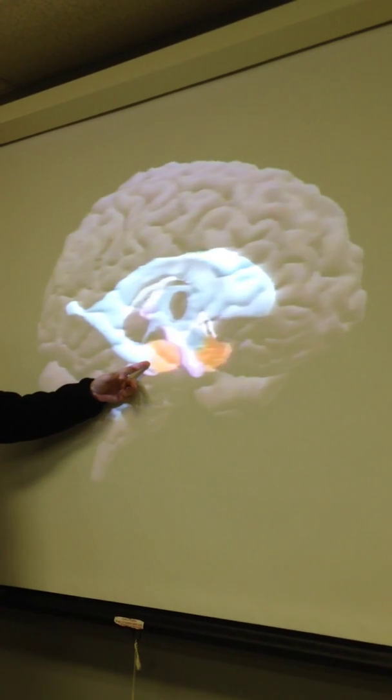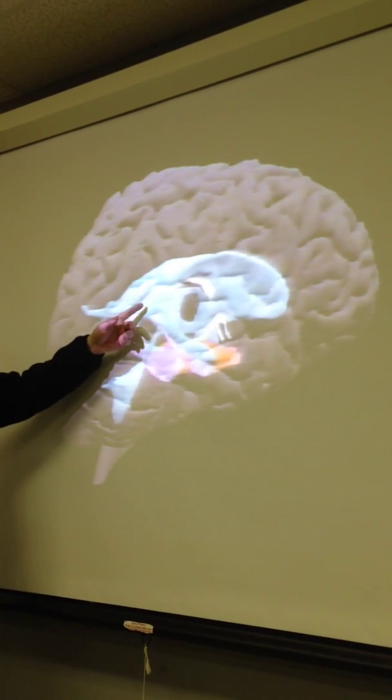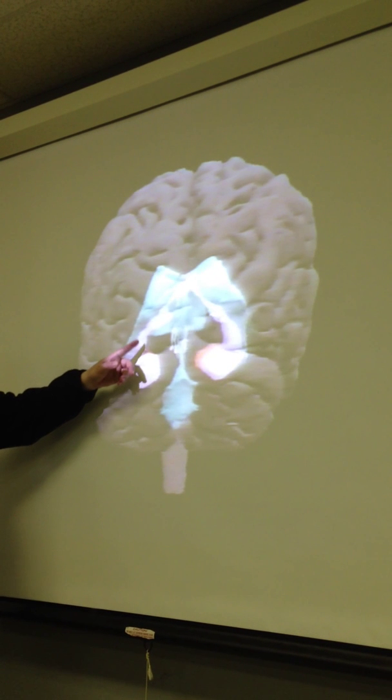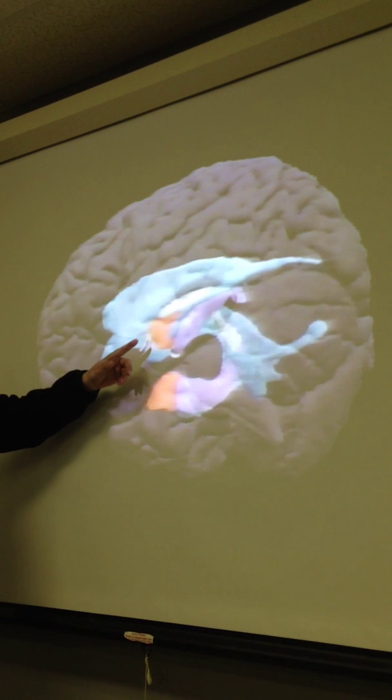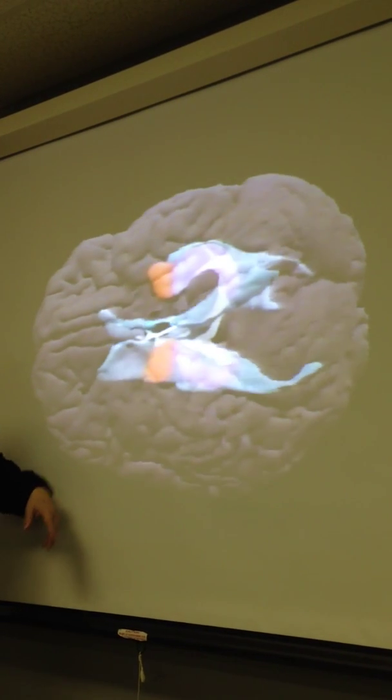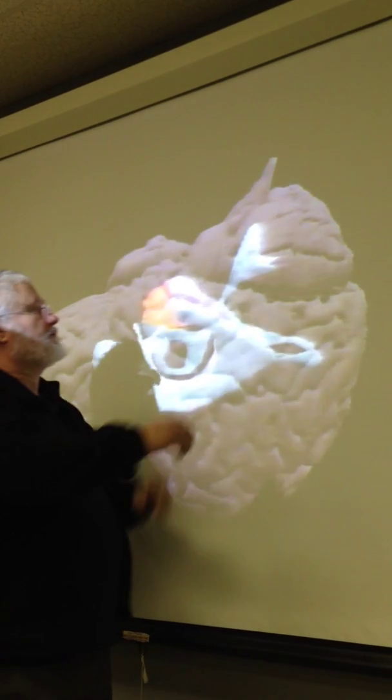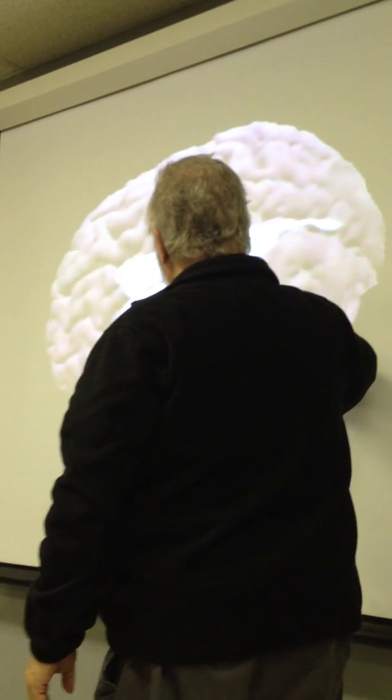Okay, here we have the ventricles, the amygdala again, the fornix. This is the lateral ventricle. Here is the hippocampus. Here is the fornix. Amygdalas are red. And here's the fourth ventricle. Here's the lateral ventricle. And here's the cerebral aqueduct.